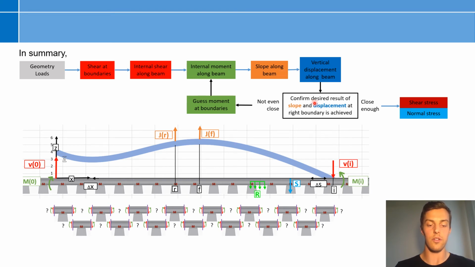Then we were able to compare the result of the slope and displacement at the right boundary and re-guess the moments until we got effectively close enough to the solution. Then we were able to probe different points in the cross-section of the member and found the shear and normal stresses, which you can compare to the material strength to tell if the material will crack or fail.